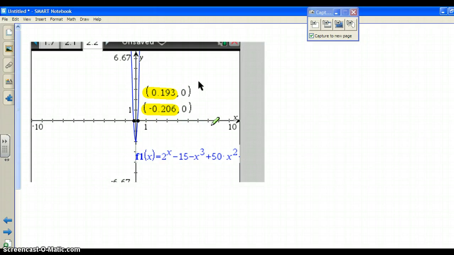You're looking for the x values either way, and so I wouldn't put the ordered pair, I'd put x equals 0.19, x equals negative 0.21. And that's the two different methods you could use to find either the intersection points or the solutions. But in both cases, you're finding the solutions of the particular graph that you're finding.